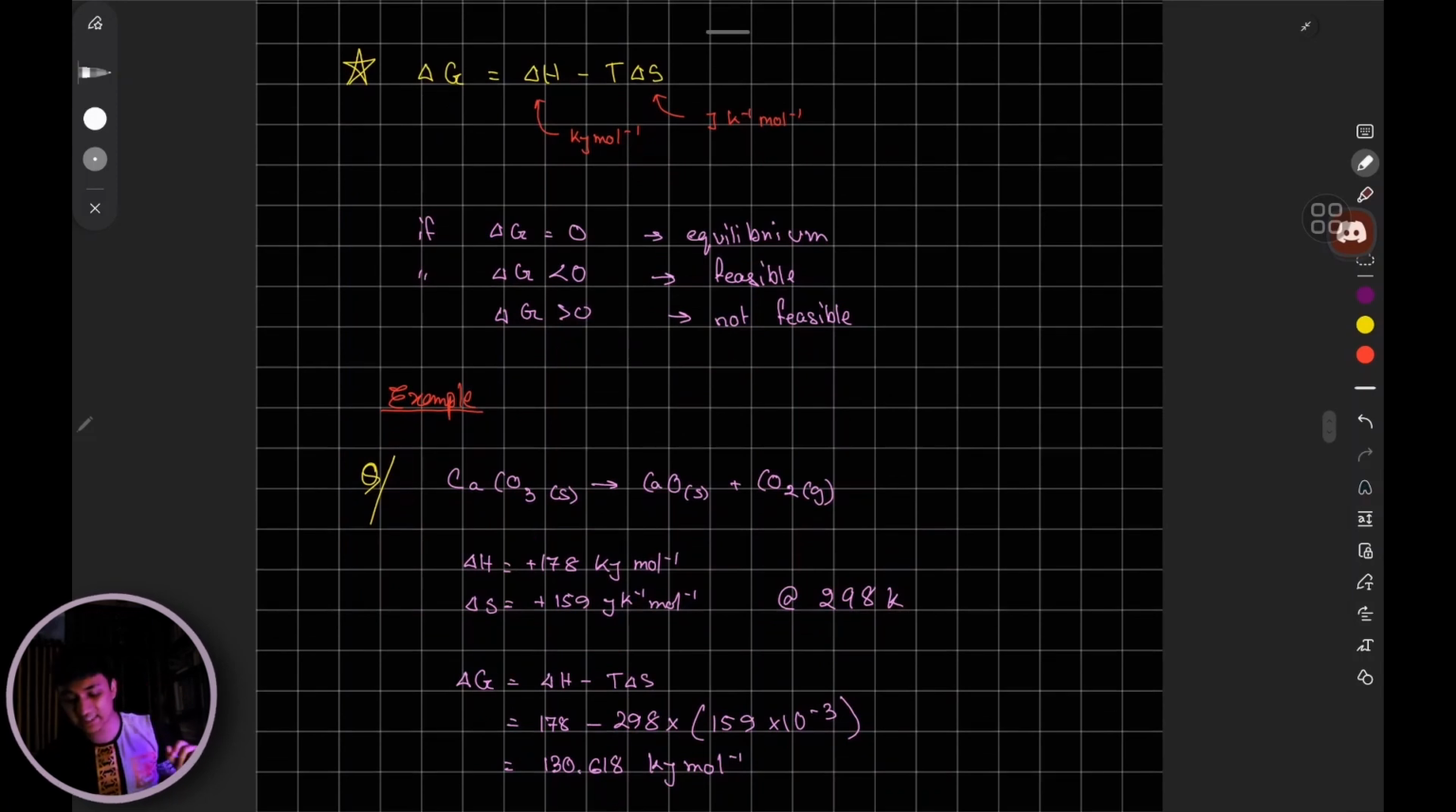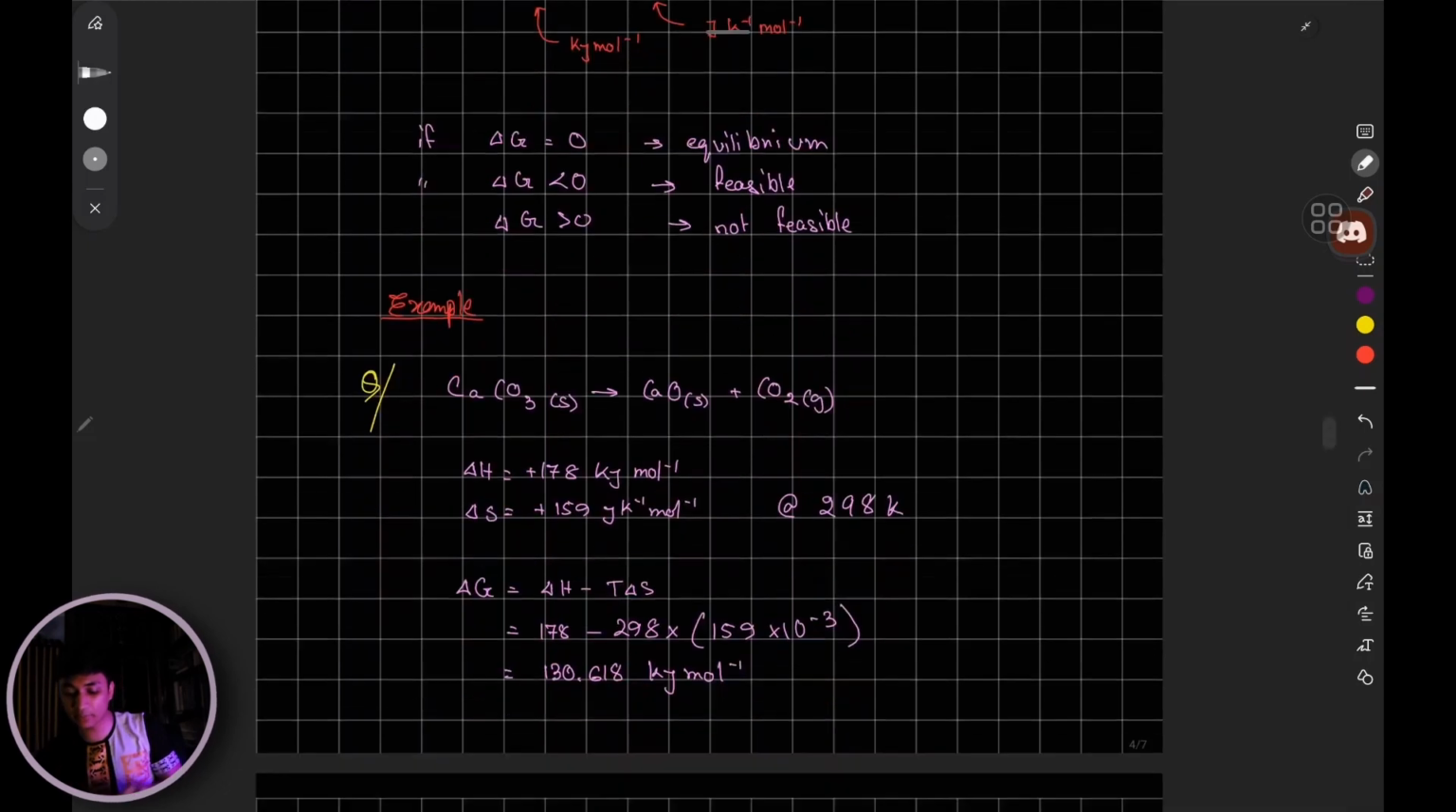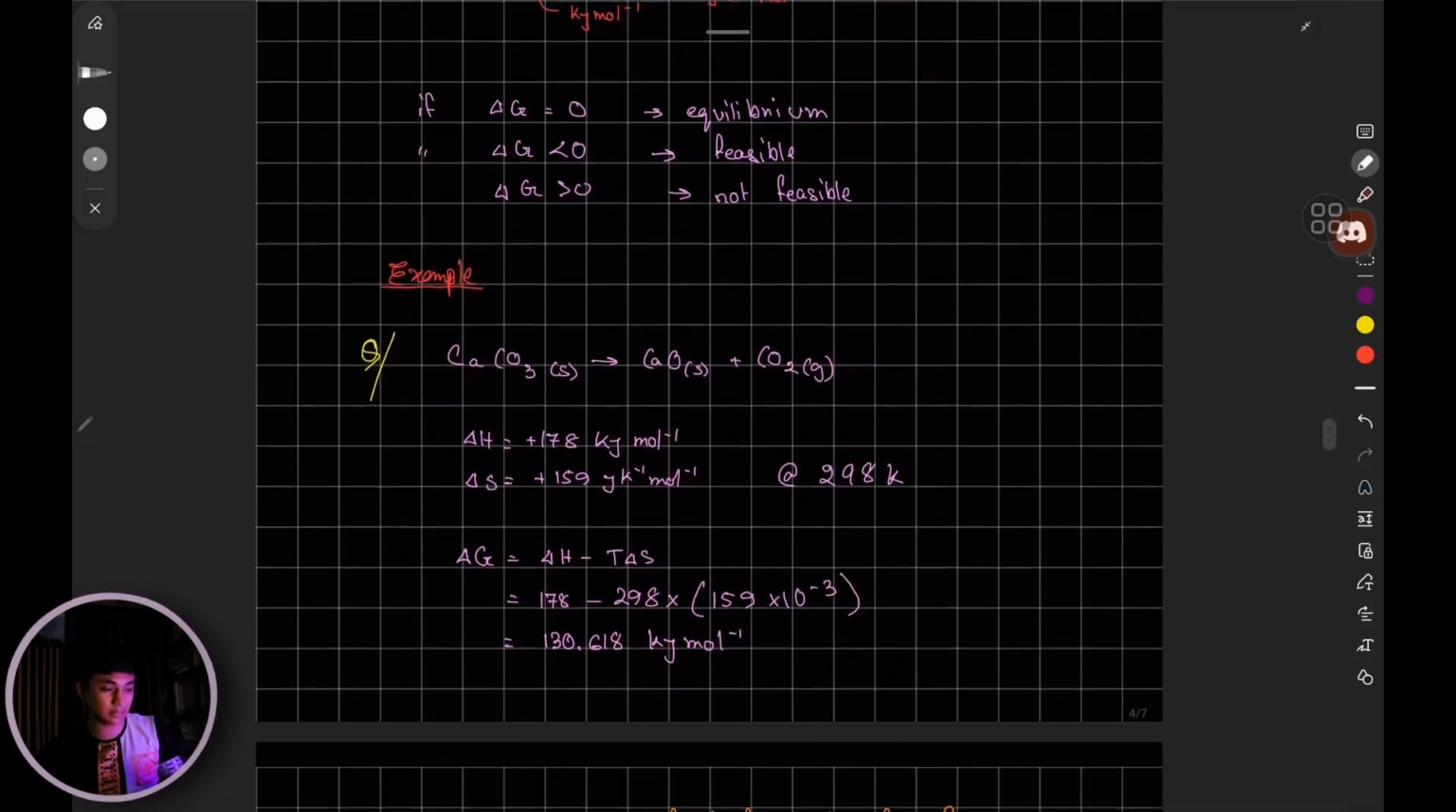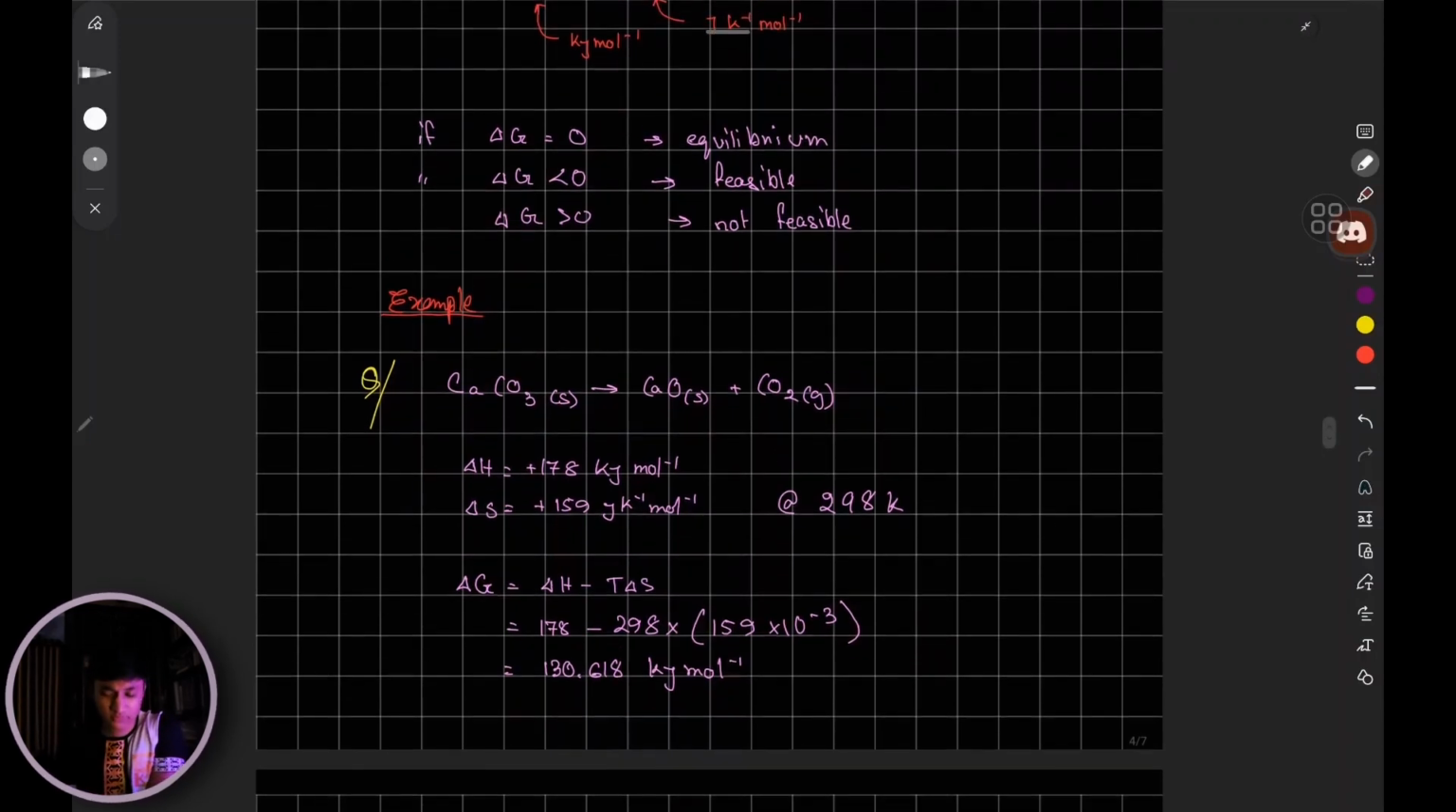If we look at an example, calcium carbonate again, going into calcium oxide and carbon dioxide. So the enthalpy change, let's say, over here is given as 178 kilojoule per mole. Note one thing, entropy change values are given in terms of joule and enthalpy change values are given in terms of kilojoules. Do convert all of them into one unit. If you convert everything into joules, convert kilojoule into joule. If you convert everything into kilojoule, convert joule into kilojoules as well.